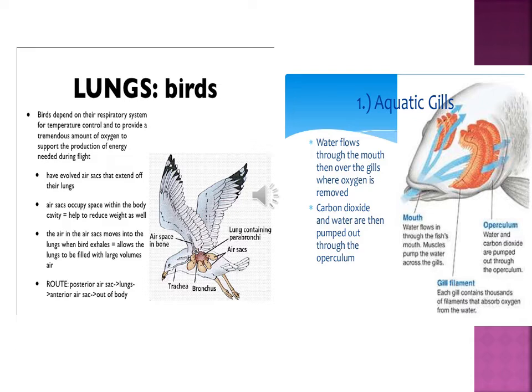Gills: water flows through the mouth, then over the gills where oxygen is removed, and carbon dioxide and water are pumped out through the operculum. Operculum, you can see here, through which water and carbon dioxide are pumped out. The gills contain thousands of filaments that absorb oxygen from the water, and through the mouth water flows in, and fish and mussels pump the water into the gills.